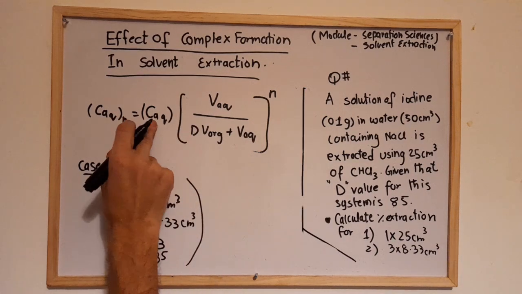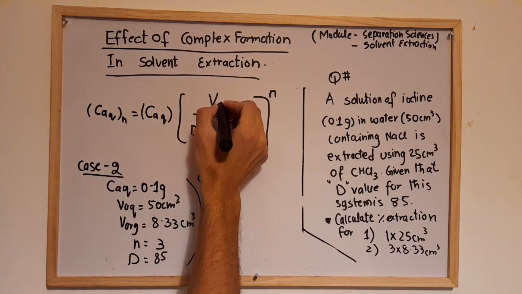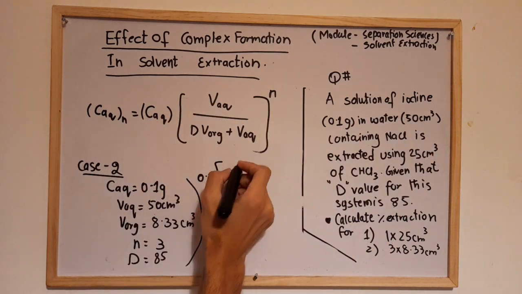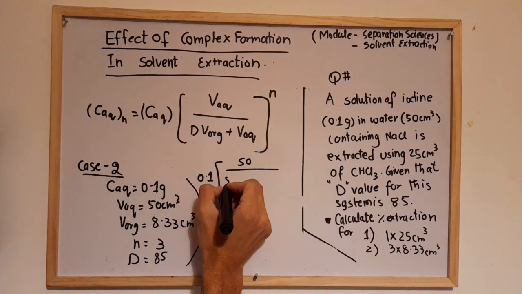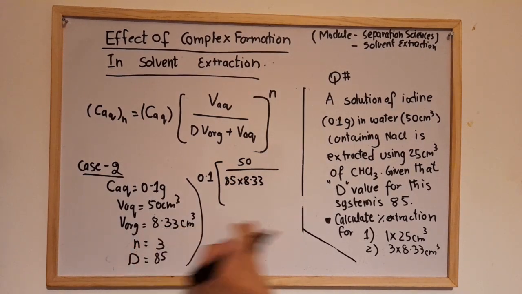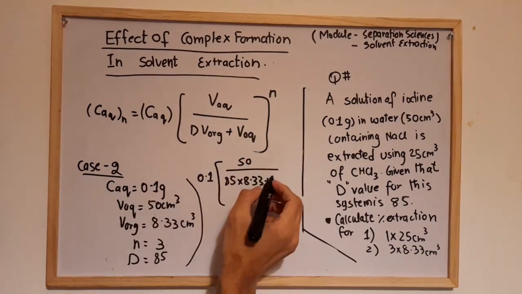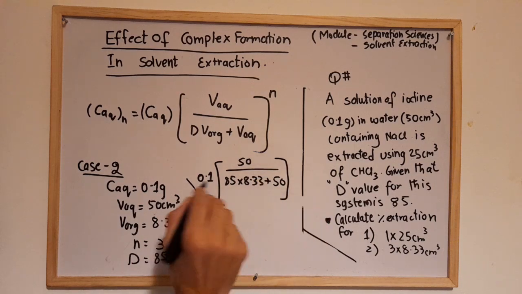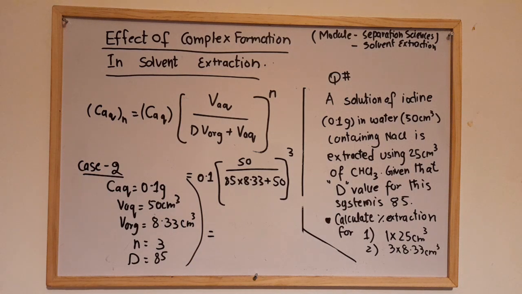So when we use the values, the initial concentration would be the same, that is 0.1, into V_AQ, that's the same 50 centimeter cube. Then the D value is also the same, that's 85, multiplied by 8.33, the new volume that we are going to use in the second case, plus the V_AQ, that's 50, and the n value would be 3. So when we calculate using the calculator, you can just place all the values in the calculator. The result would be 0.029.